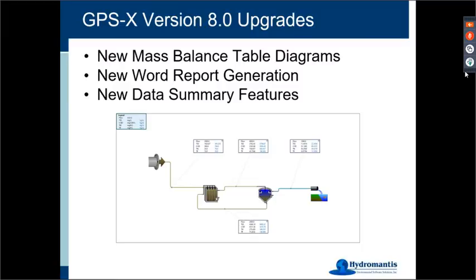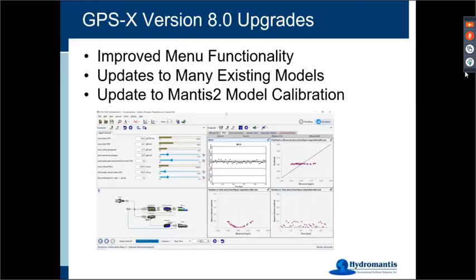We've improved the menu functionality to try and condense things and make them a little easier to navigate your way around to the information that you're looking for. And of course, as I mentioned, we've updated many of our existing models, including the Mantis 2 model, where, as we usually do every release, we touch up the calibration a little bit based on our experience using the Mantis 2 model over the past year or two.